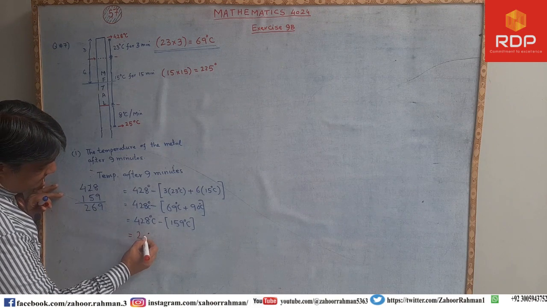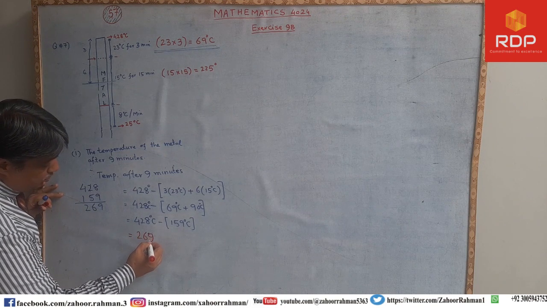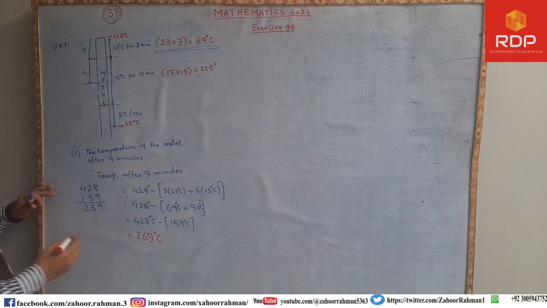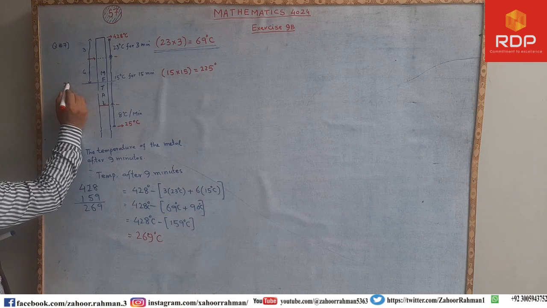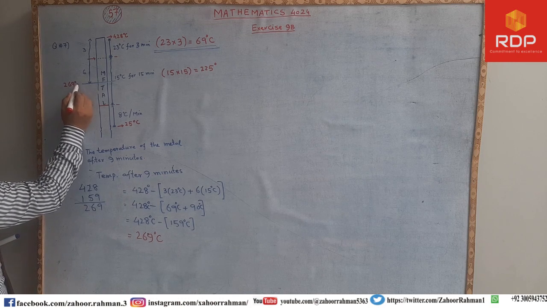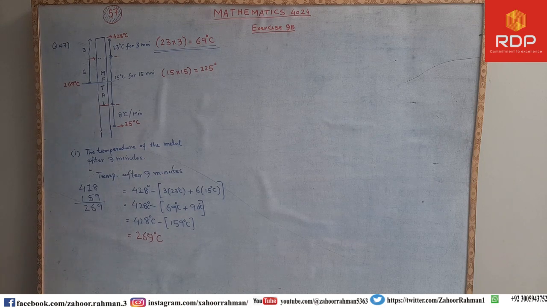So the answer will be 269 degrees Celsius at this point. So these questions are also involving the rate at which the temperature is falling down. Rate is involved inside. That was the first part.